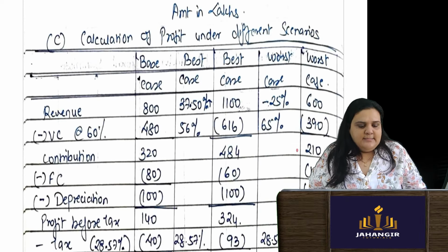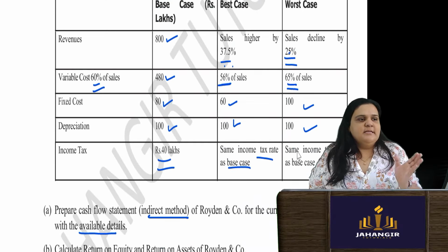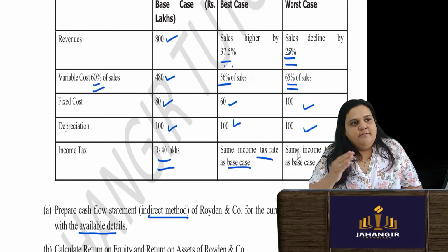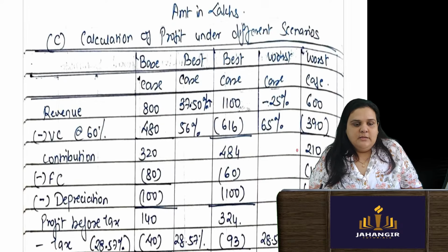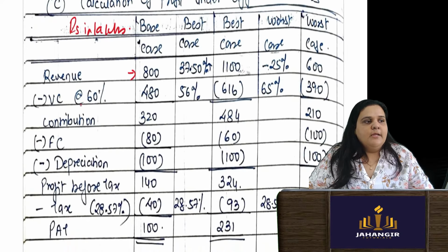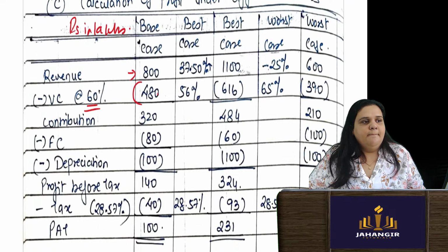And now the last thing they are telling: calculate profit in the different scenarios. Very easy. First take the base case. First solve the base case on one side, and then we will do the best case and worst case. Base case: revenue is 800 lakhs, rupees in lakhs, don't forget this. Variable cost, they are saying, is 60%. So 800 into 60% will be 480.